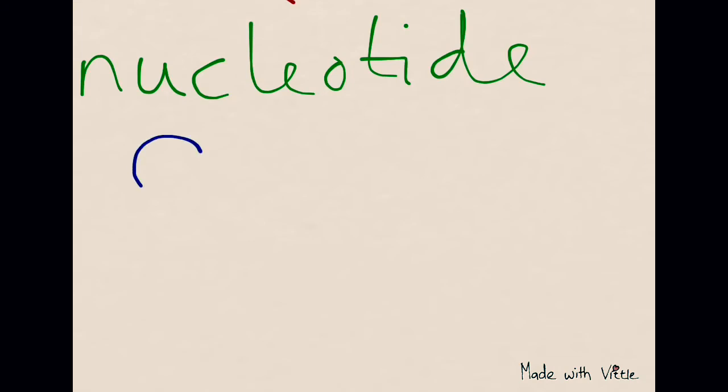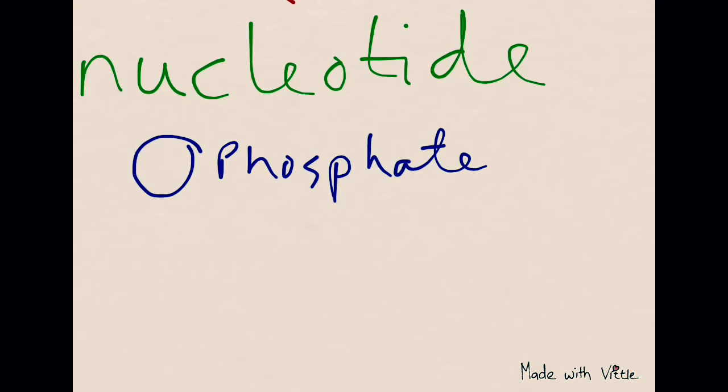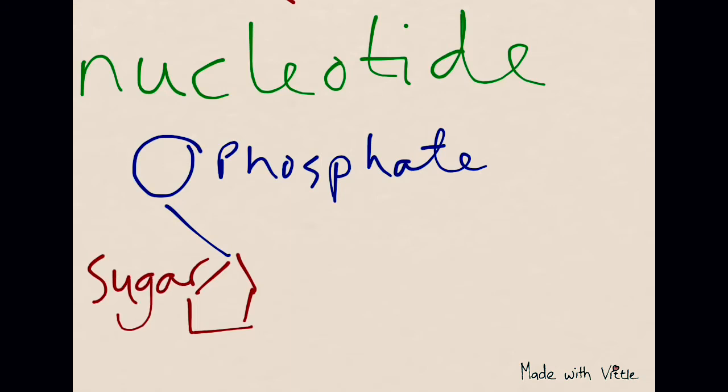So first of all you have a phosphate group, so here is phosphate. And attached to the phosphate you have a sugar, which looks a bit like that. So here is a sugar, and attached to the sugar you have one of 4 different bases. Okay, so that particular structure right there is what we would call a nucleotide.